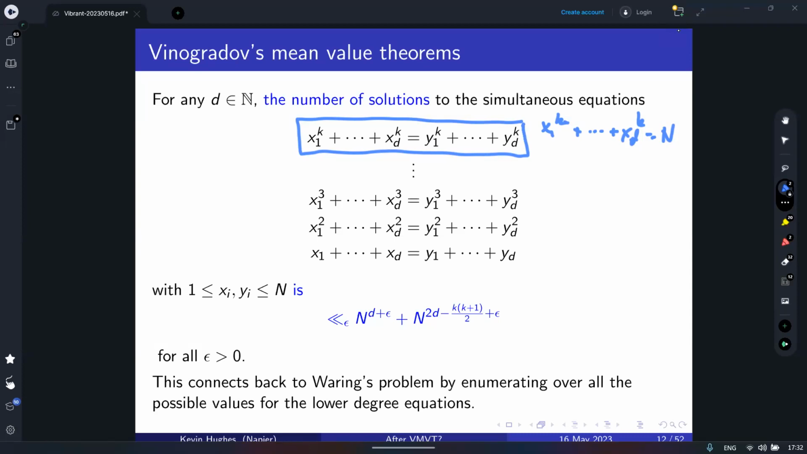And there's a conjectured number of ways to solve each of these equations, right? So if I take all of my variables to be between 1 and n, then I expect there to be of order of magnitude roughly n to the d plus n to the 2d minus this quadratic function of the degree. It's just k choose 2. Wait, k plus 1 choose 2, sorry.